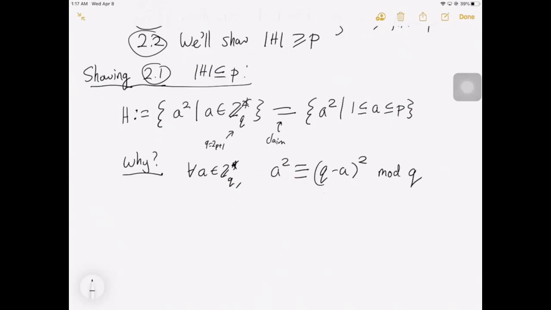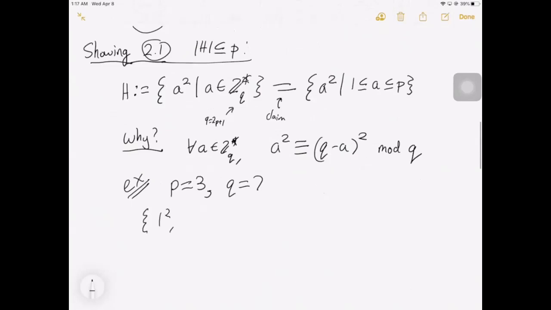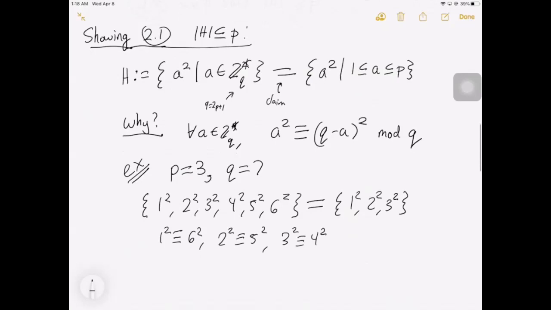So maybe let's look at an example. We can think about P being 3 and maybe Q being 7. Now the claim that I'm making is that the following two sets are the same: 1 squared, 2 squared, 3 squared, 4 squared, 5 squared, 6 squared. Notice these are actually just squared mod Q, or squared mod 7. The reason that they're equal is because 1 squared is the same thing as 6 squared, 2 squared is the same thing as 5 squared, and 3 squared is the same thing as 4 squared. So these two sets are equal for this reason.